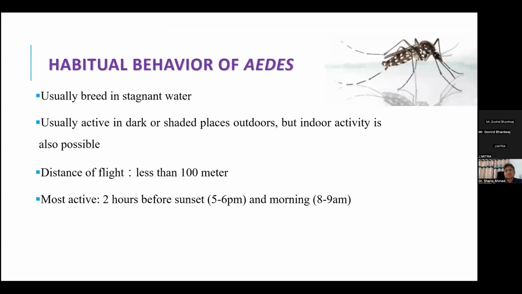So what are the features of these Aedes? They usually breed in stagnant water, not in moving water, usually in dark and shaded places, outdoor or indoor. Usually the water is clean, collected water, like rainwater, which collects in ponds and stagnant pools. They breed there. They also cannot fly a very long distance, so they remain near the houses. The flight distance is about 100 meters. They are most active 2 hours before sunset and in the morning. They are therefore also known as day biters.